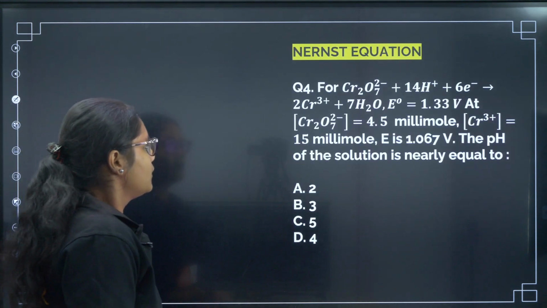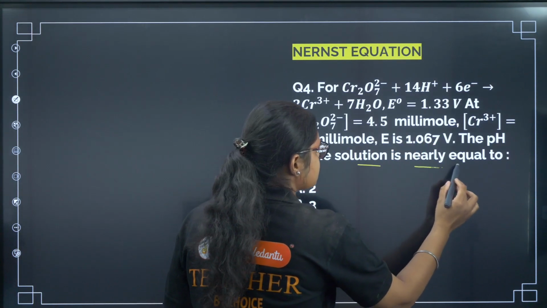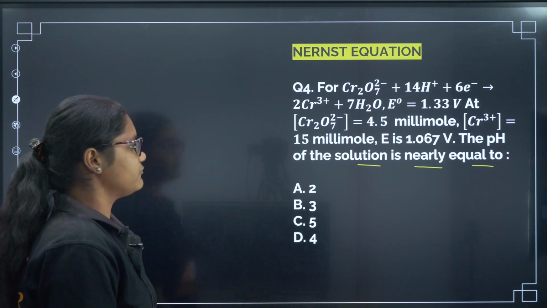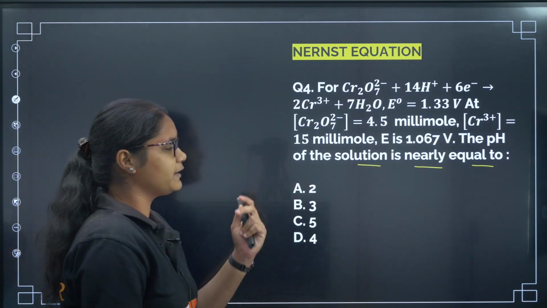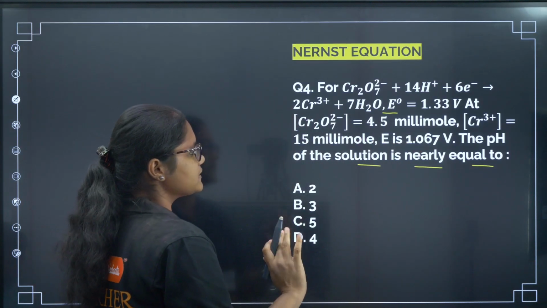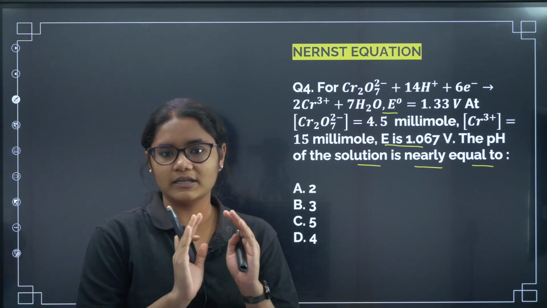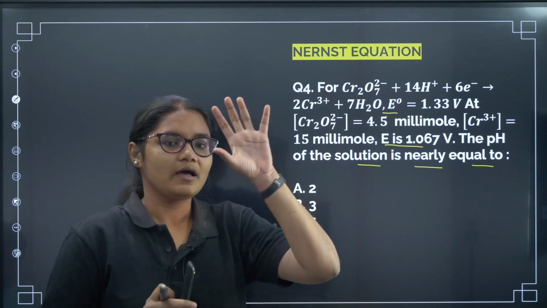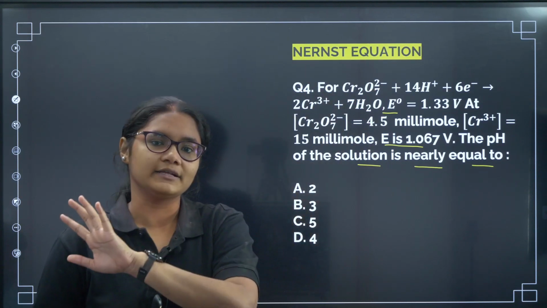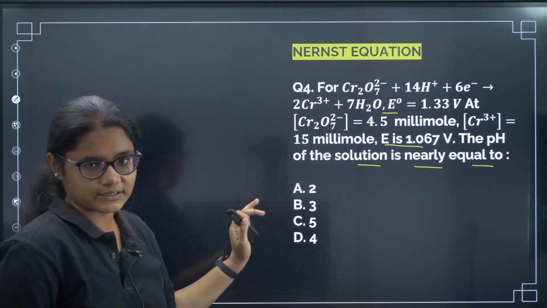Next. When a reaction is given to you, you have to find out the pH of the solution, which is nearly equal to what? First of all, you see what data are given. E naught of the cell is given, these concentrations are given, E is given, right? We have two formulas majorly, one of conductance and mass deposited by Faraday's law, and another from the Nernst equation. So this part will be from your Nernst equation.